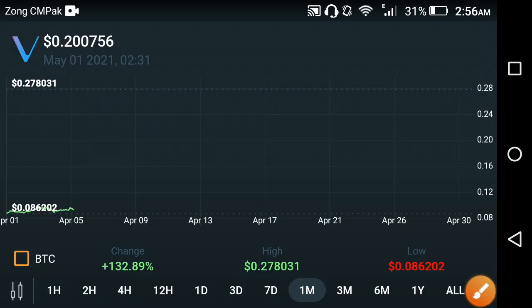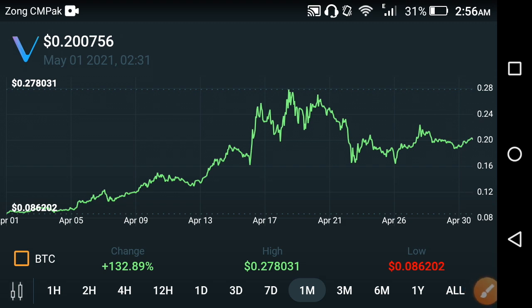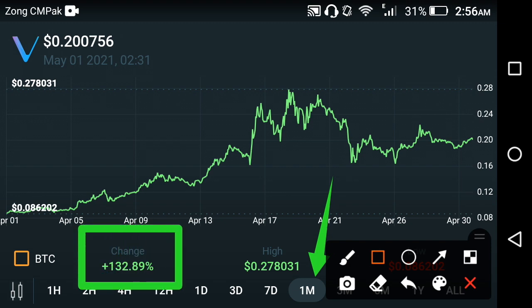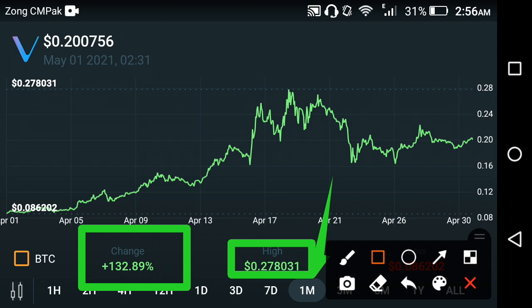Now let's see in more detail the price prediction chart of the Vechain coin. As we can see here on the screen, this is the last 1 month price prediction chart of the Vechain coin friends. The last 1 month price change is about 132.89% positive change in the Vechain coin. The highest price of the Vechain coin in the last 1 month is about 0.278031 USD friends.